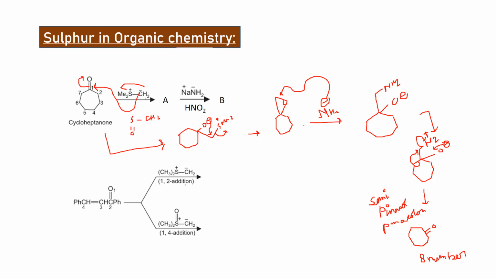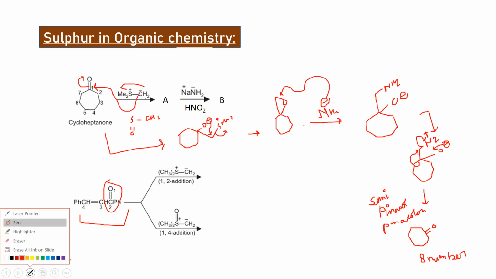Now there's a question. In the same substrate, if you add a sulfonium ylide and if you add a sulfoxonium ylide, what will be the difference? As I have already discussed, if you add a sulfonium ylide to an alpha beta unsaturated ketone, it reacts specifically with the ketone center. Whereas if you add a sulfoxonium ylide to an alpha beta unsaturated ketone, it reacts specifically with the alpha beta unsaturated double bond center.